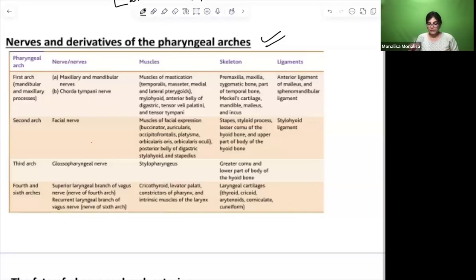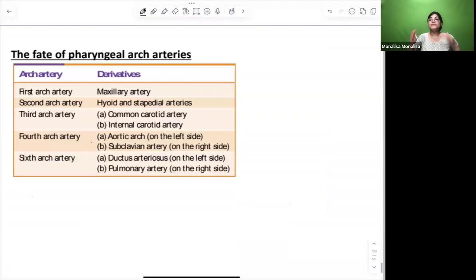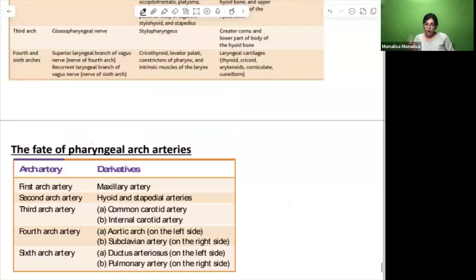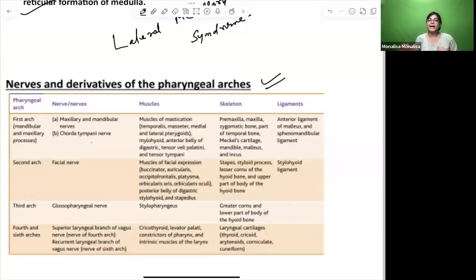So basically, if I'm talking about arch derivatives, pharyngeal arch, the first pharyngeal arch gives the muscles of mastication, the mandibular nerve, and the incus and malleus. Okay, we have also got the ligaments of the ear. Then in the second pharyngeal arch, we have the muscles of facial expression and the facial nerve. In the third pharyngeal arch, the nerve is the glossopharyngeal nerve. In the fourth and sixth arch, the nerves are the recurrent laryngeal nerve and superior laryngeal nerve, and the muscles of larynx and pharynx. So actually, all these are very, very important. Go through this pharyngeal arch.